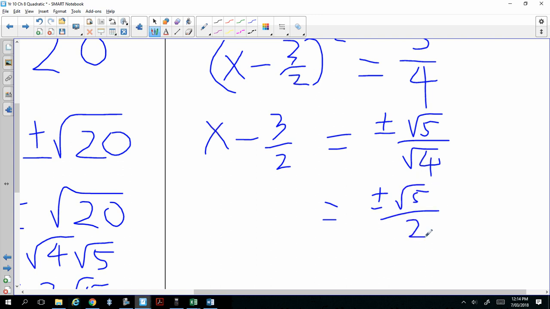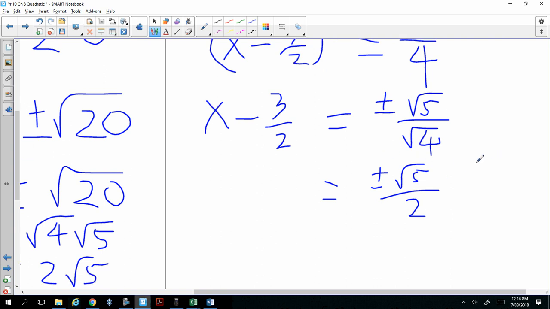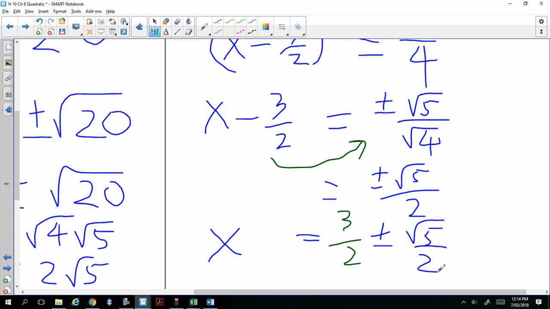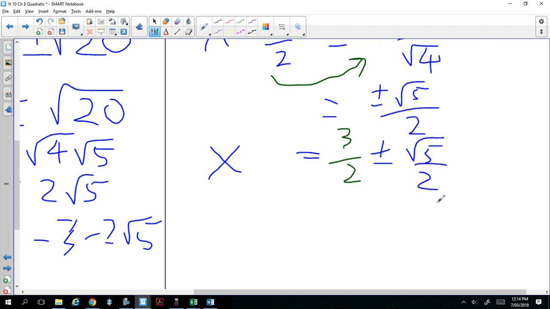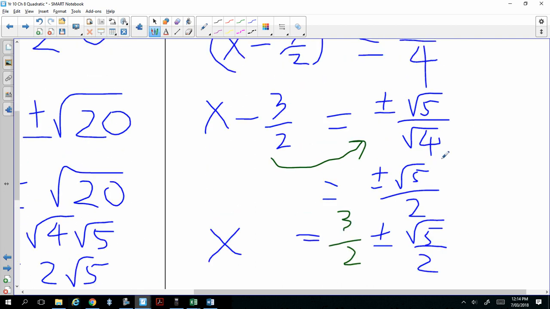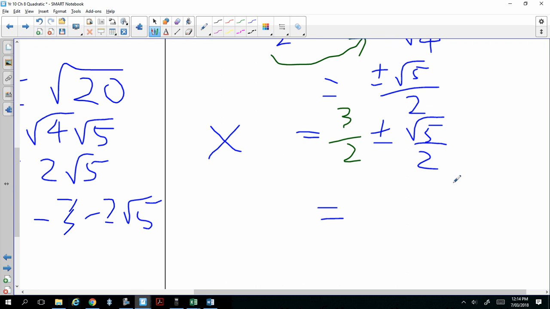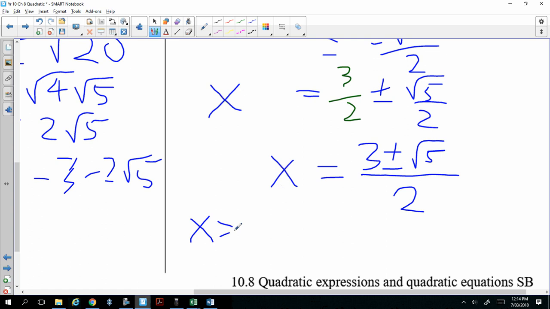Now what do we do next? Move that 3 over 2 to the right side, so you get positive 3 over 2. Have a look, they have the same denominator. That's why we square rooted the 4, to get the same denominator. If they have the same denominator, write it like this so it looks better. So basically, x equals 3 plus root 5 over 2 or 3 minus root 5 over 2.